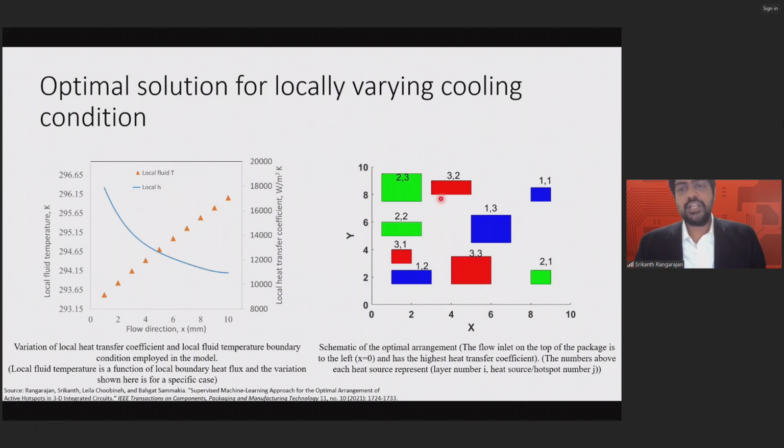So this particular design really became the optimal design. The numbers that you see on the top of this are nothing but the die number and the hotspots number in that particular die. And we also had a liquid cooling experiment that was conducted in our lab, and then we tried to derive the locally varying heat transfer coefficient, which was given to this numerical model.